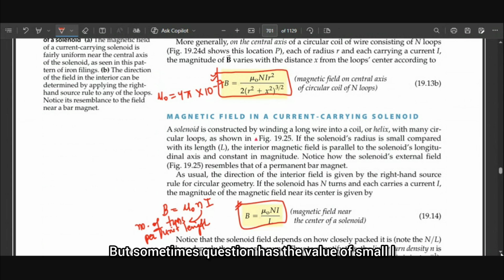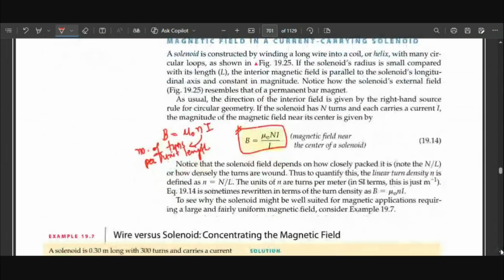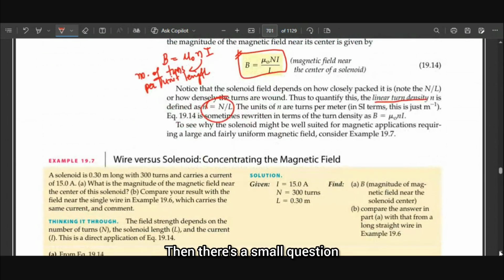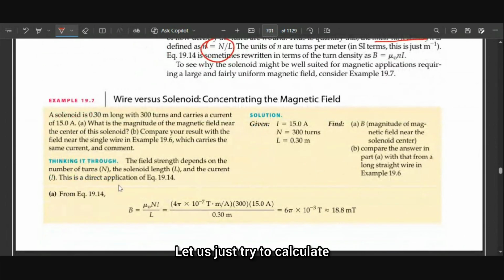But sometimes the question has the value of small l, so we have to consider length. This small n is called the linear turn density, which I was talking about. Then there's a small question, I can say an easy question. Let us just try to calculate whatever is asked in the question.